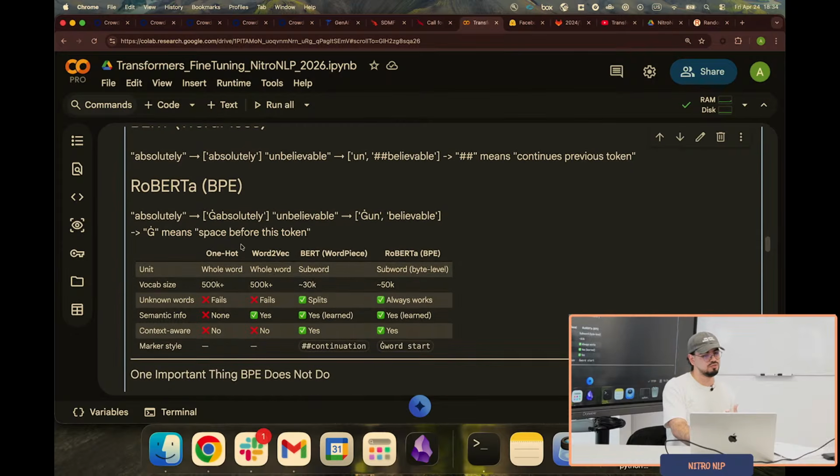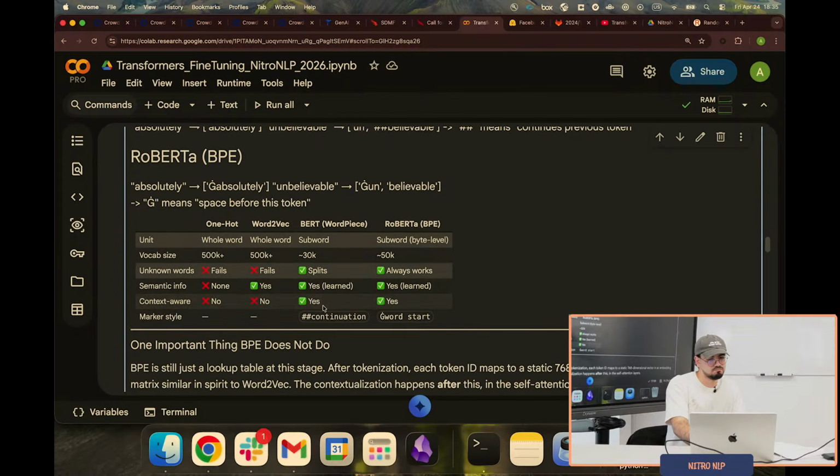And there's a comparison between all those encoders: one-hot, Word2Vec, BERT, which uses WordPiece, and RoBERTa, which uses BPE. The first ones, before transformers, took the whole word. BERT and RoBERTa use subwords, but RoBERTa uses subwords on a byte level. What does that mean? If we use only English words, it would not really make a difference. But with RoBERTa, we can actually use emojis and stuff like that because they're bytes and they can be represented in some kind of way. This is really the only difference. And the vocabulary size is a bit bigger than BERT's vocabulary size.